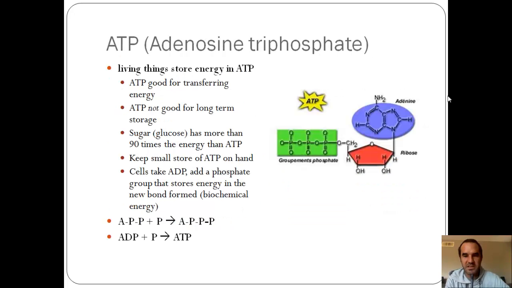Okay, so how does the cell make these things? Like, how does it run protein channels? How does it do transport? It has this clever little storage molecule called ATP. ATP is not really good at long-term storage. So sugar, so an example would be glucose molecule, has 90 times the energy of ATP. So if you're going to store energy, you want to store it as sugar, as a glucose molecule. But ATP allows you to keep a small store on hand that's easy to move, easy to transport.